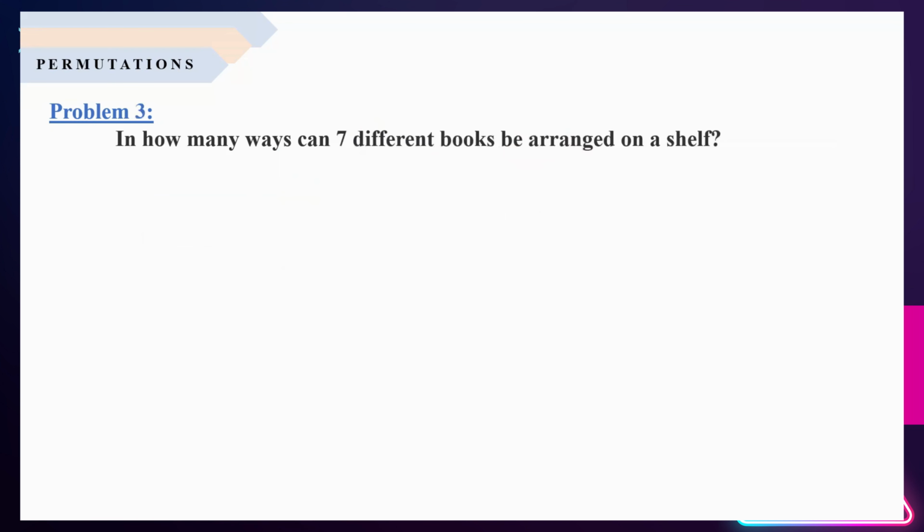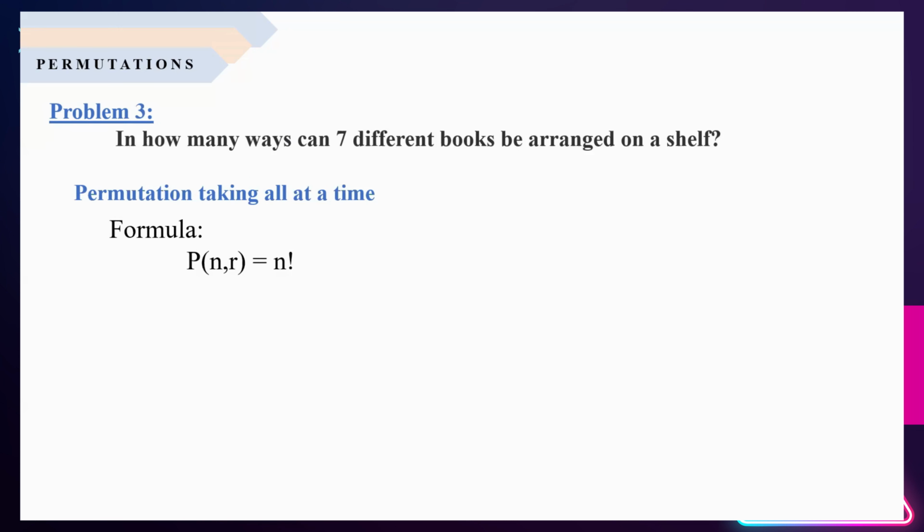Next problem is the problem number 3. In how many ways can 7 different books be arranged on a shelf? Kung ating iintindihin ang problem number 3, wala tayong makukuhang keyword. Pero kung uunawain natin, yung 7 different books daw ay aayusin nating lahat sa shelf. Okay, so ibig sabihin, walang may iwan at walang pagpipilian na libro. Lahat ng 7 books na yan ay aayusin. Therefore, yan ay tumutukoy sa permutation taking all at a time.